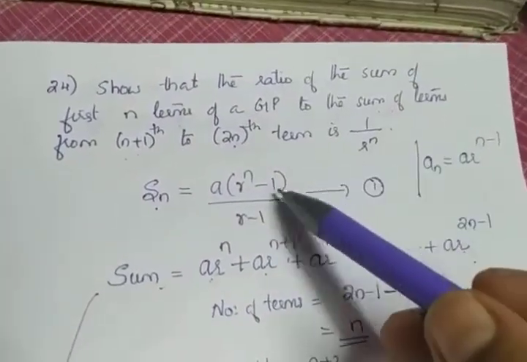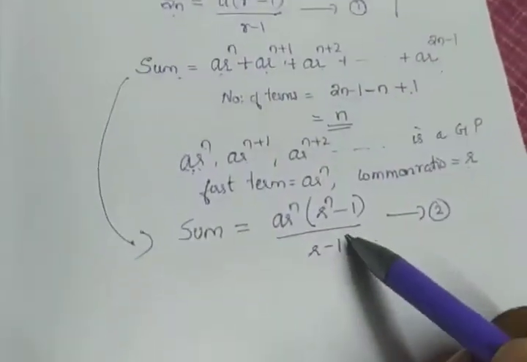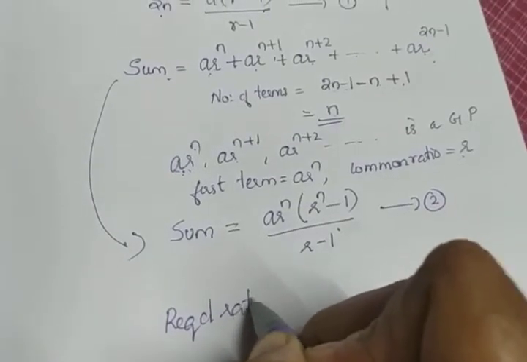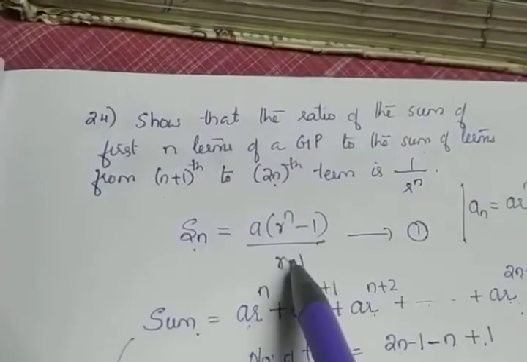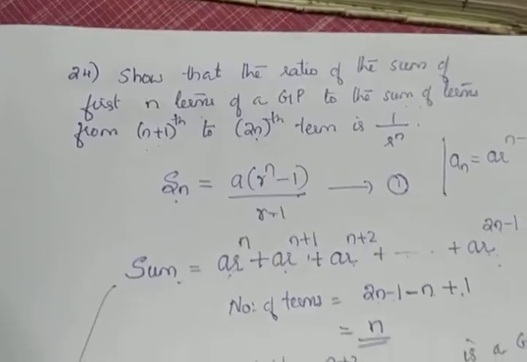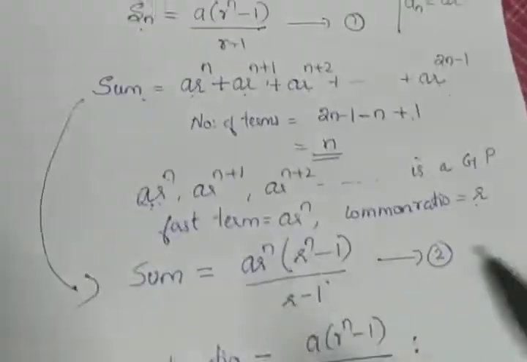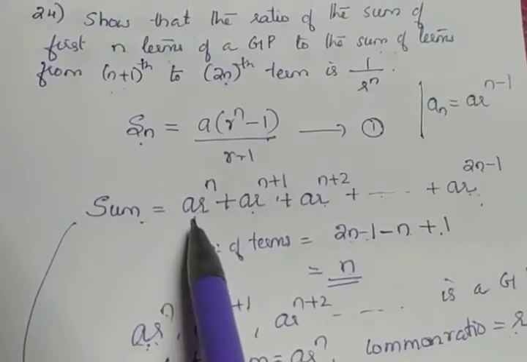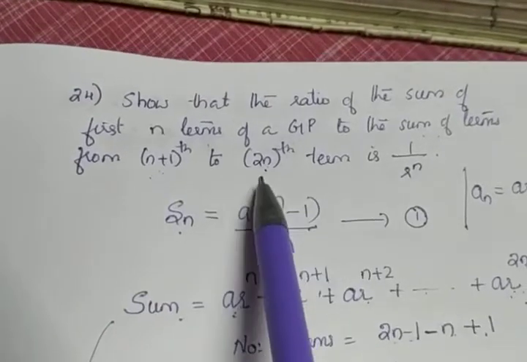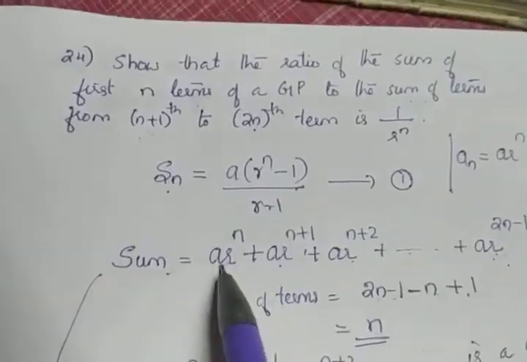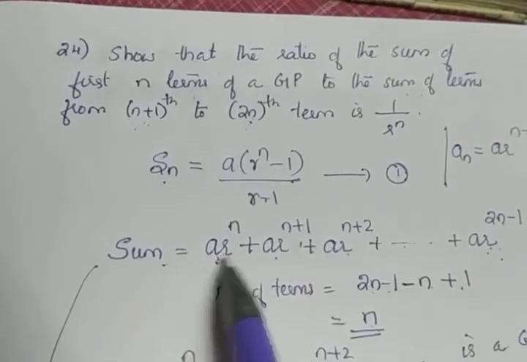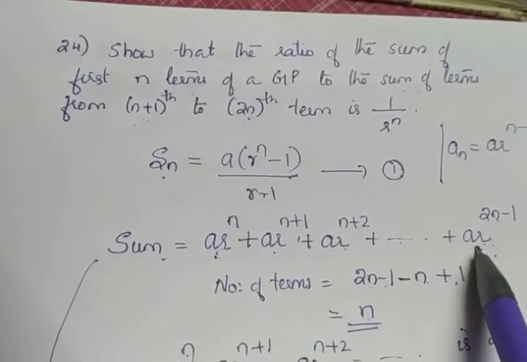What we require is the ratio of this sum to this one. So we will take the required ratio. The required ratio is the ratio of the sum of n terms, a into r raised to n minus 1 by r minus 1, to the sum of terms from a r raised to n to a r raised to 2n minus 1, that is the n plus 1th term to the 2nth term. The n plus 1th term is a r raised to n and the 2nth term is a r raised to 2n minus 1.